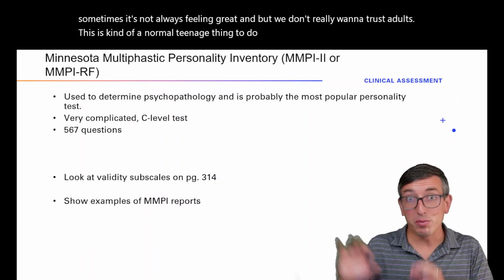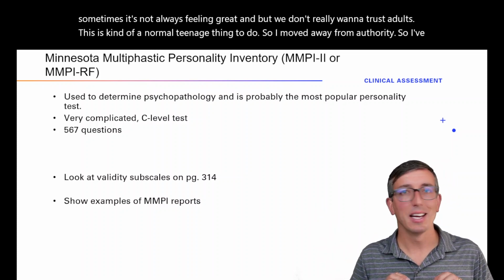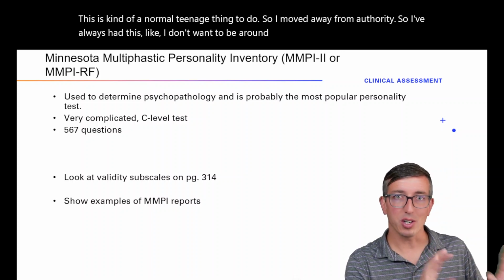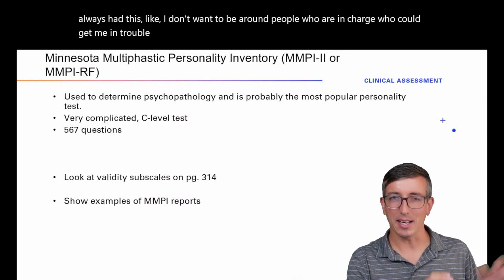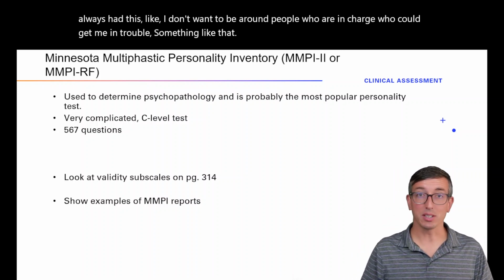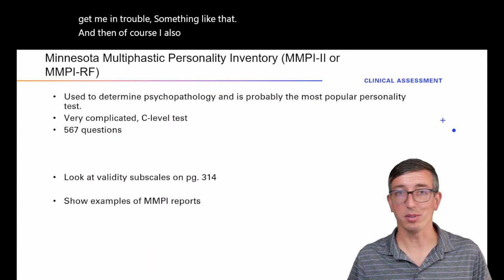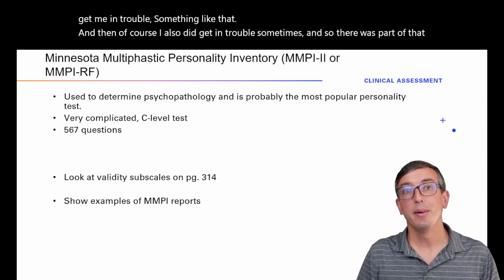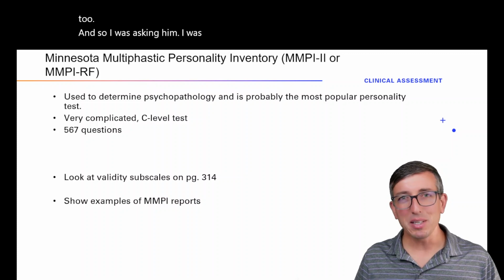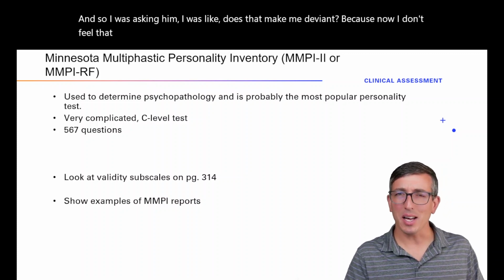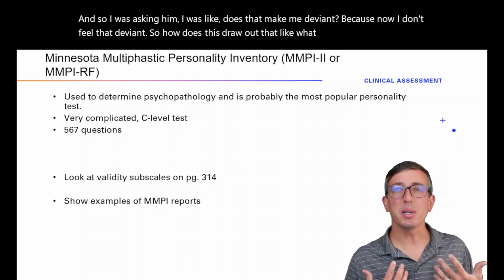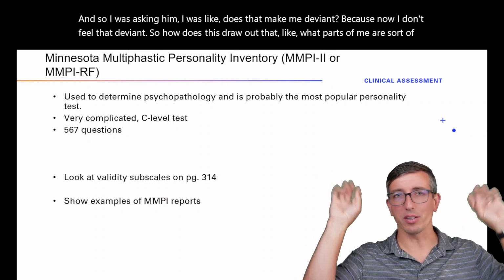So I moved away from authority. I've always had this feeling of, I don't want to be around people who are in charge or who could get me in trouble, something like that. And then, of course, I also did get in trouble sometimes. So there was part of that, too. And so I was asking him, does that make me deviant? Because now I don't feel that deviant. So how does this draw out that? Like, what parts of me are rejecting authority figures or something like that?